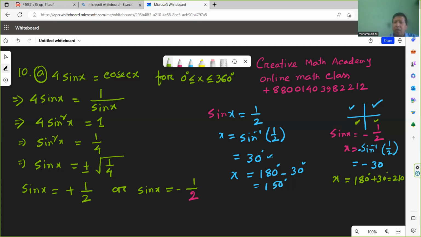And sin is negative also in the fourth quadrant. So if we subtract 30 degrees from 360 degrees, we'll get the other result where sin is negative. So it will be 330 degrees. So the final answer: x equals 30 degrees, 150 degrees, 210 degrees, and 330 degrees.